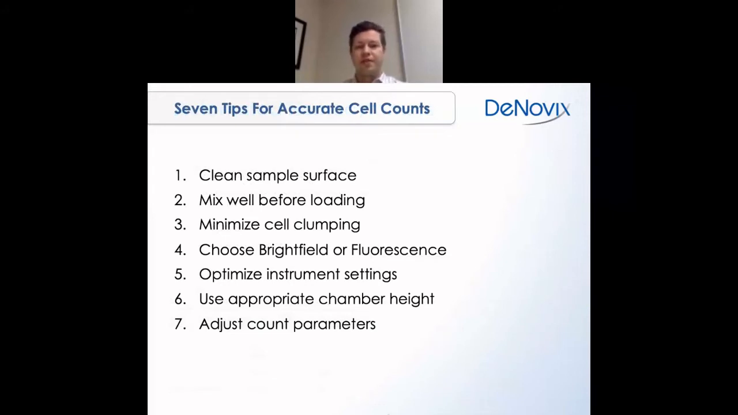So our 7 tips for accurate cell counts: cleaning, mixing, making sure that you minimize cell clumping, choosing the right field or fluorescence in this case, optimizing your instrument settings, using an appropriate chamber height or an appropriate dilution, and adjusting your count parameters. That one we'll go into. That's just making sure that you're checking the counts on an automated hemocytometer and dialing things in properly.